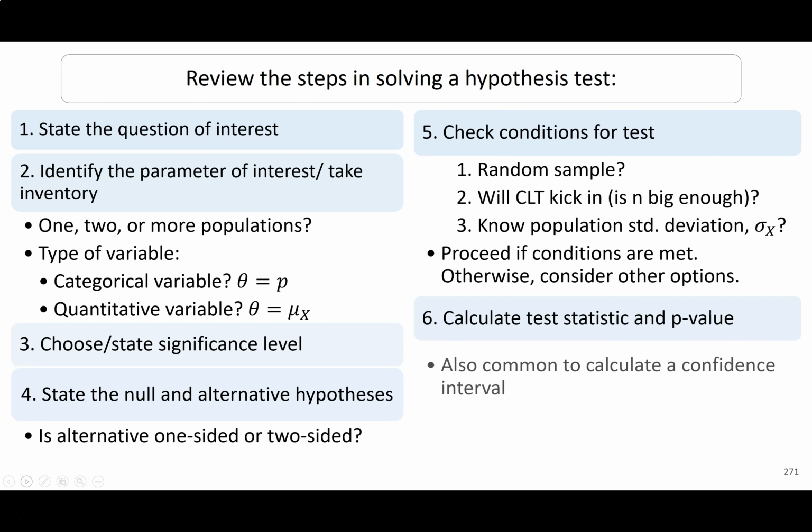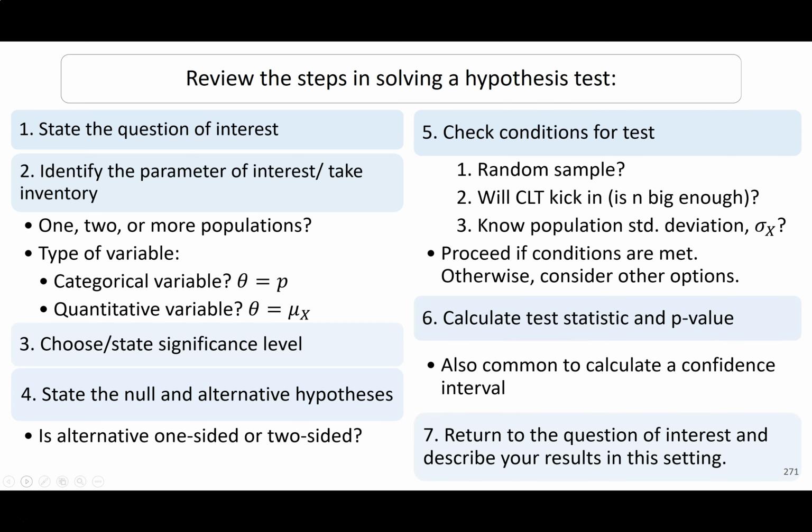Calculate the test statistic and p-value, and then return to the question and answer it. And we have a format for that. We will go through it.